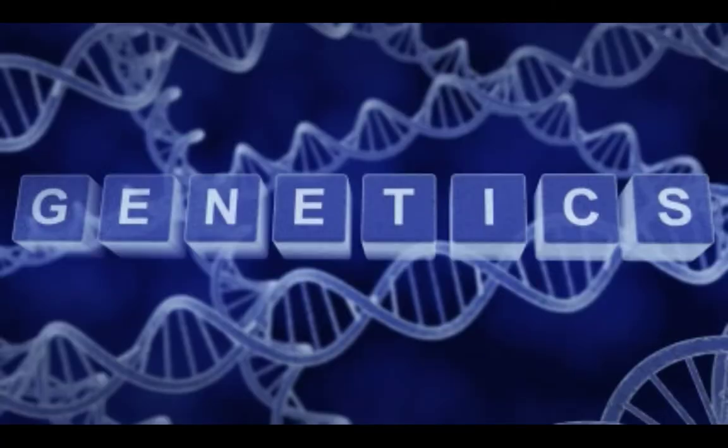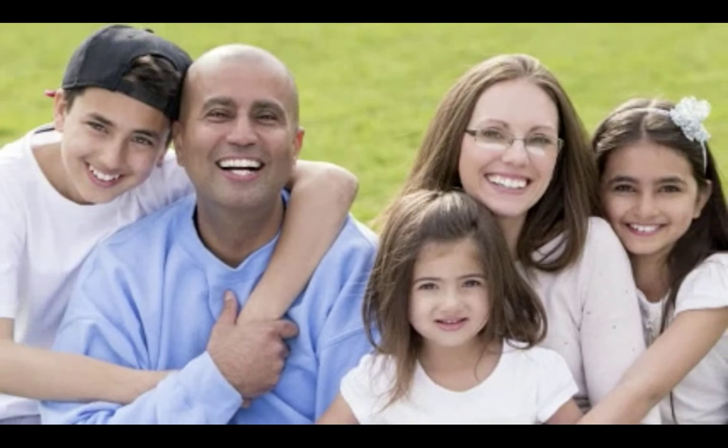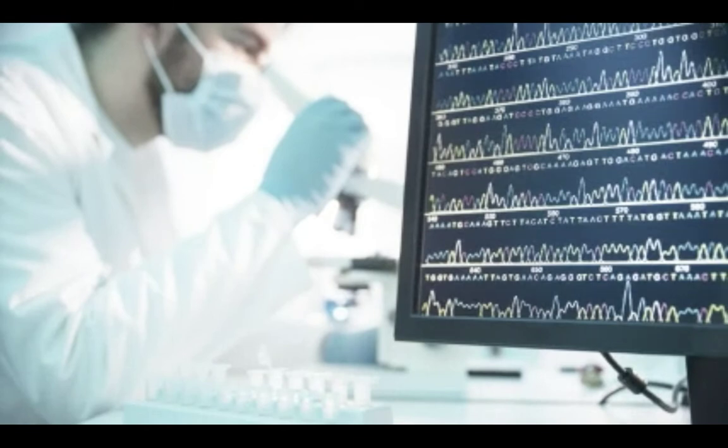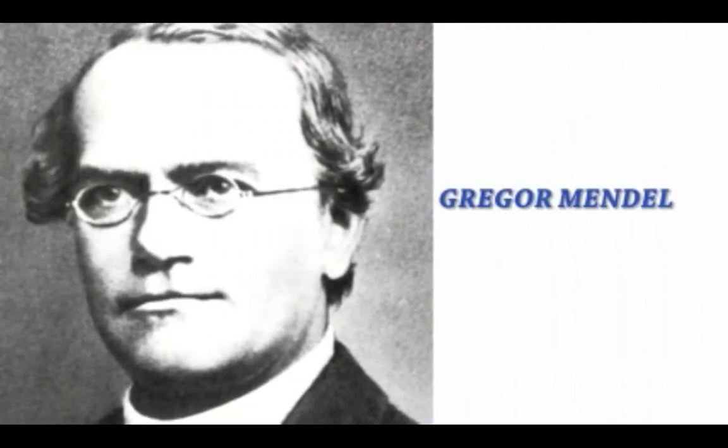By learning the basics of genetics, we will find out how living things inherit features from their parents, and why children with the same parents might inherit different features than their siblings. A scientist who studies genetics is called a geneticist. The first geneticist was an Austrian monk and biologist named Gregor Mendel, who lived from 1811 to 1884.